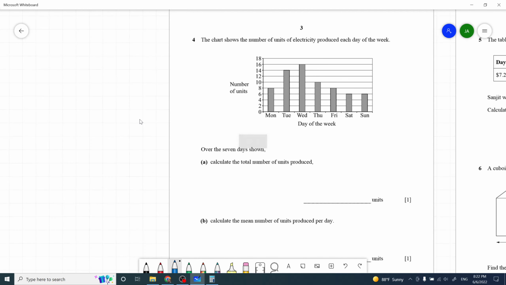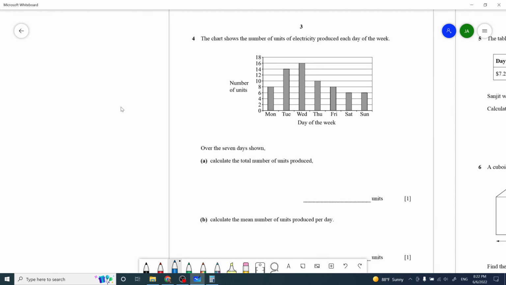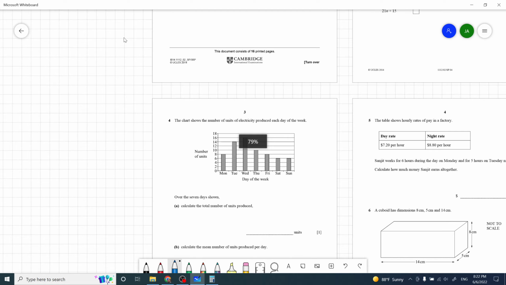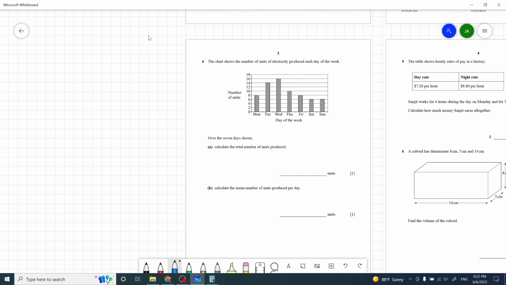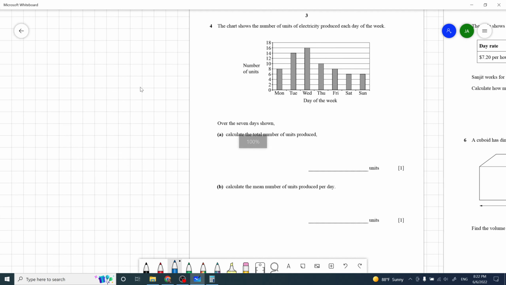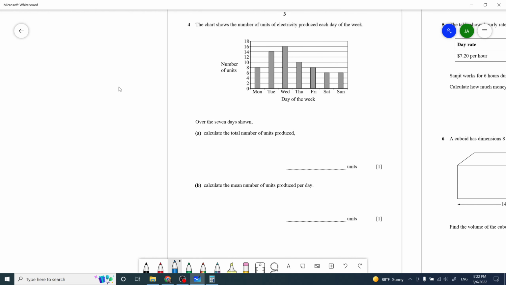Okay, so the chart here shows the number of units of electricity produced each day of the week. Really quick note, this is paper 2. This is a calculator paper, so I will be pulling up the calculator from time to time. Over the 7 days shown, we want to calculate the total number of units produced.